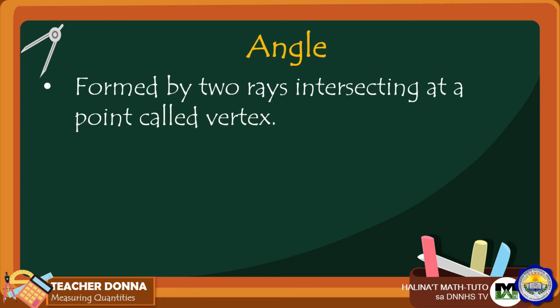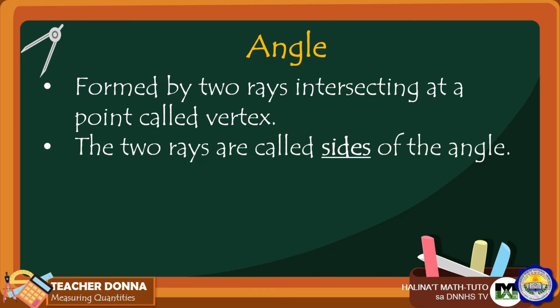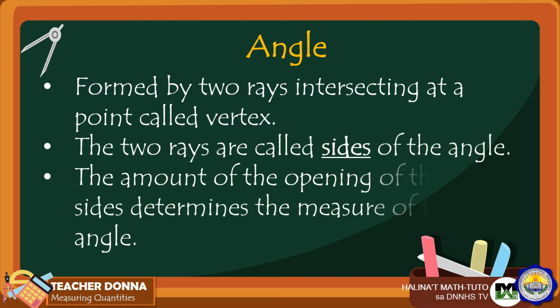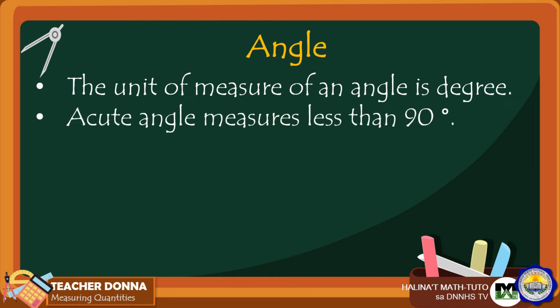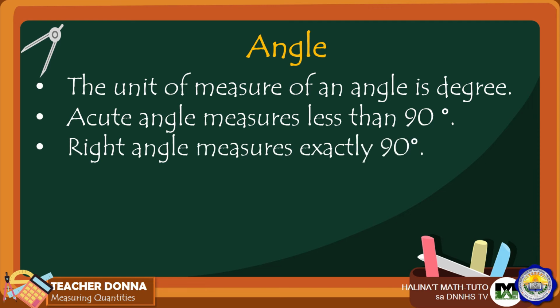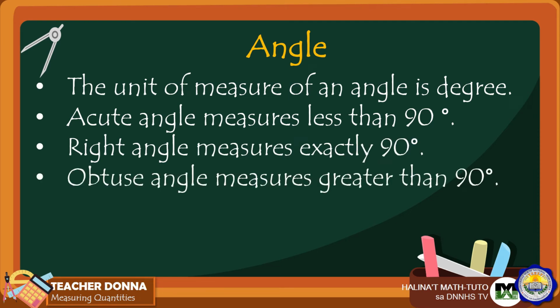Angle. An angle is formed by two rays intersecting at a point called the vertex. The two rays are called the sides of the angle. The amount of the opening of the sides determines the measure of the angle. The unit of measure of an angle is the degree. An acute angle measures less than 90 degrees. A right angle measures exactly 90 degrees. An obtuse angle measures greater than 90 degrees.